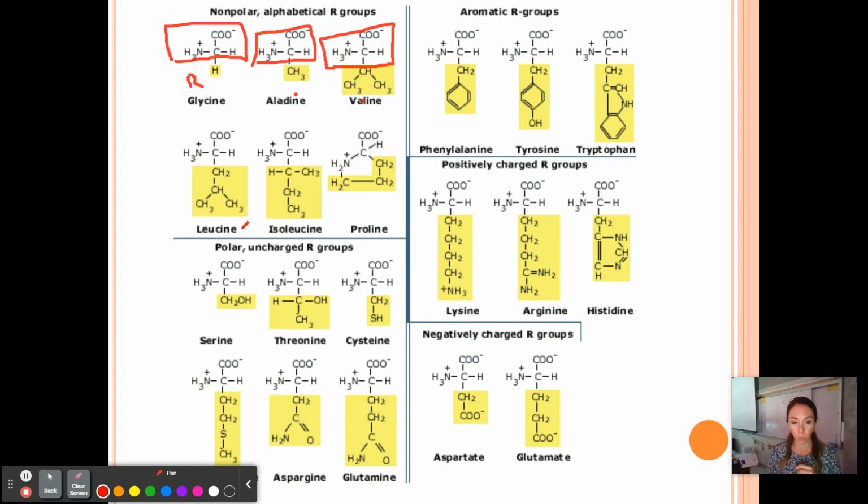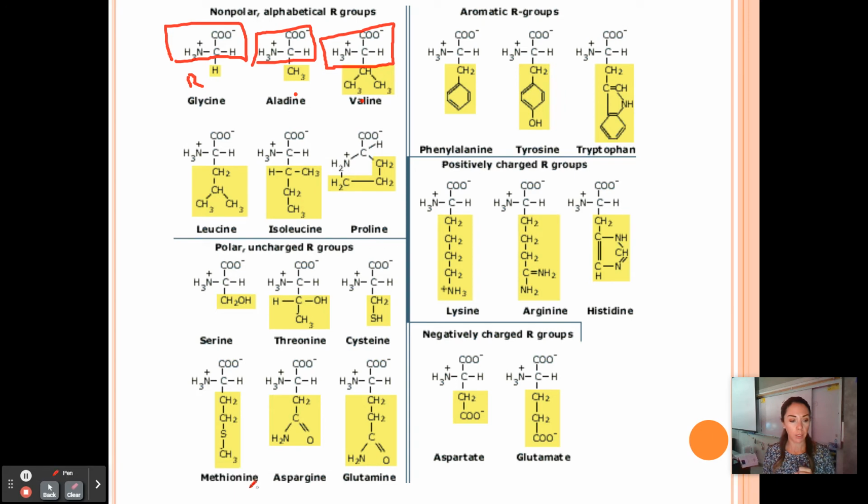So nonpolar, polar, negatively charged, positively charged, and aromatic, meaning that there's that carbon ring there. Now that we've seen more examples of identifying this molecule, you can see that anytime I see this amine and the carboxyl come together with this base here, this is going to be an amino acid, which is going to be a protein.